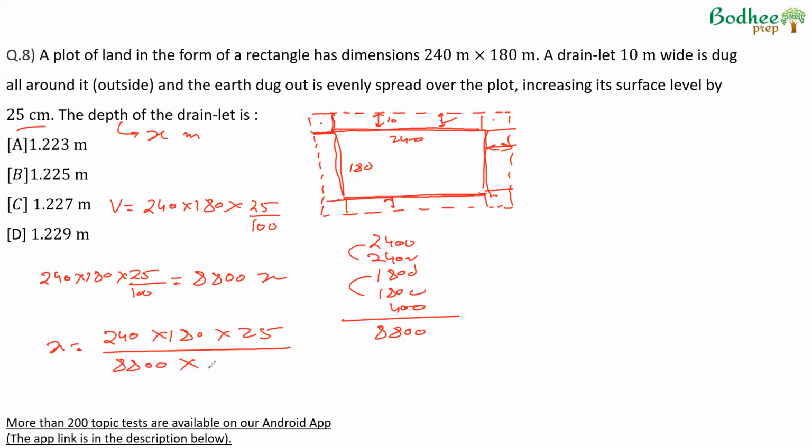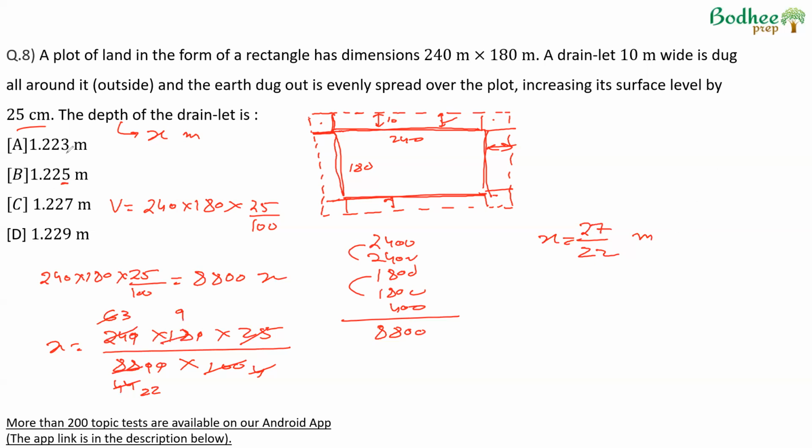25 4s are 100, the zeros cancel. 4 6s are 24. And therefore X comes out to 27 by 22 meters.